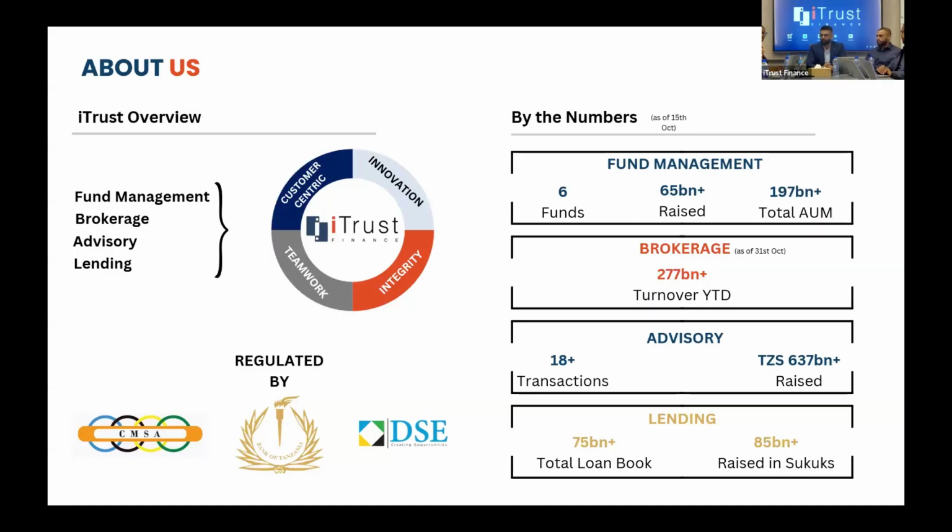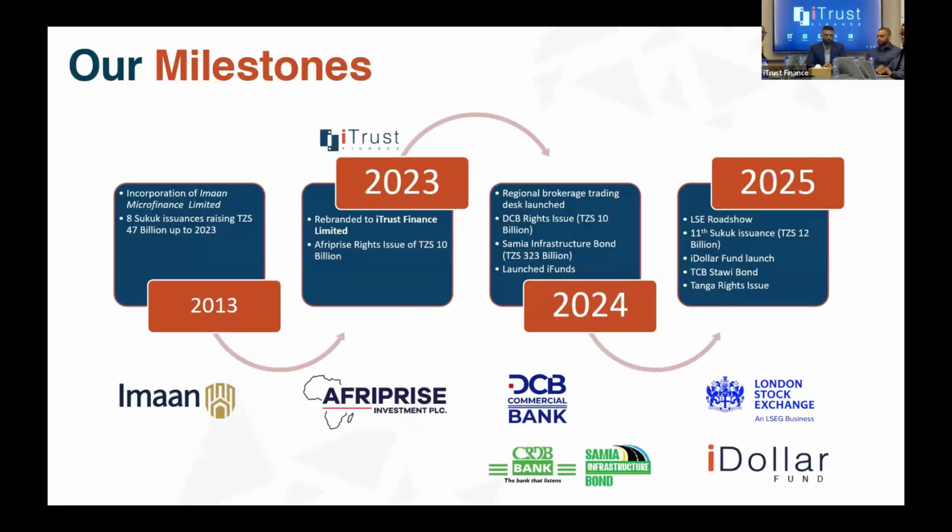On the milestones of iTrust, if you see the far left, it is when the company was formed and how it started in 2013. Initially, the company was known as Iman Finance. We transitioned and rebranded to iTrust in 2023. In 2023, when we rebranded to iTrust, we got the license from Capital Markets for brokerage, fund management, and advisory.